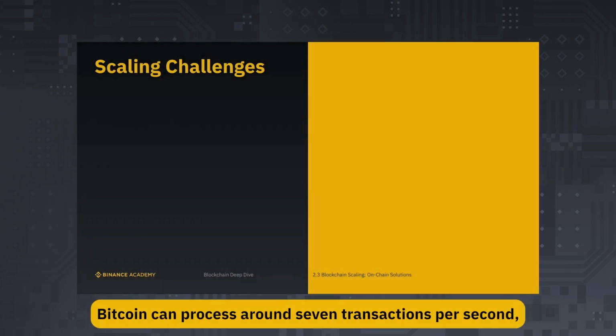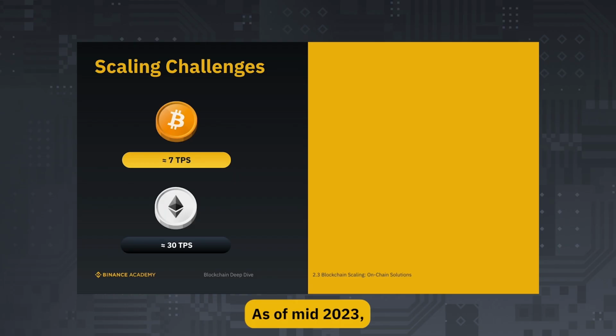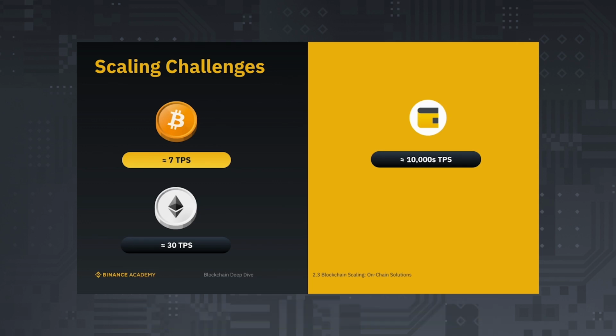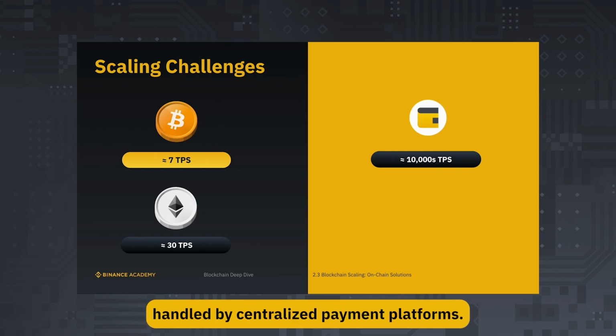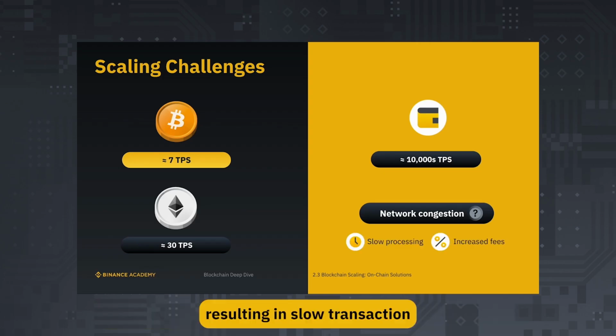For example, Bitcoin can process around 7 transactions per second, while Ethereum can handle around 30 transactions per second as of mid-2023. That's significantly lower than the tens of thousands of transactions per second handled by centralized payment platforms. Moreover, many blockchain networks frequently experience significant congestion when demand goes up, resulting in slow transaction processing times and increased fees.